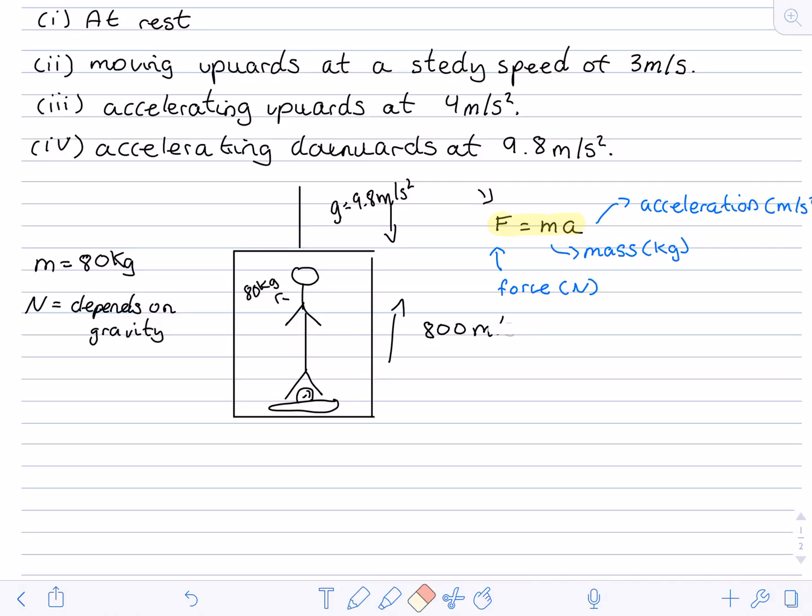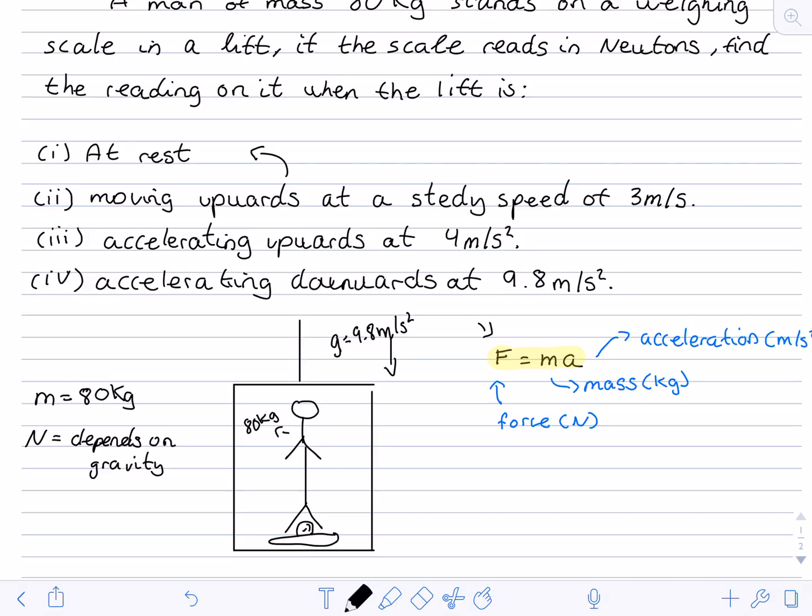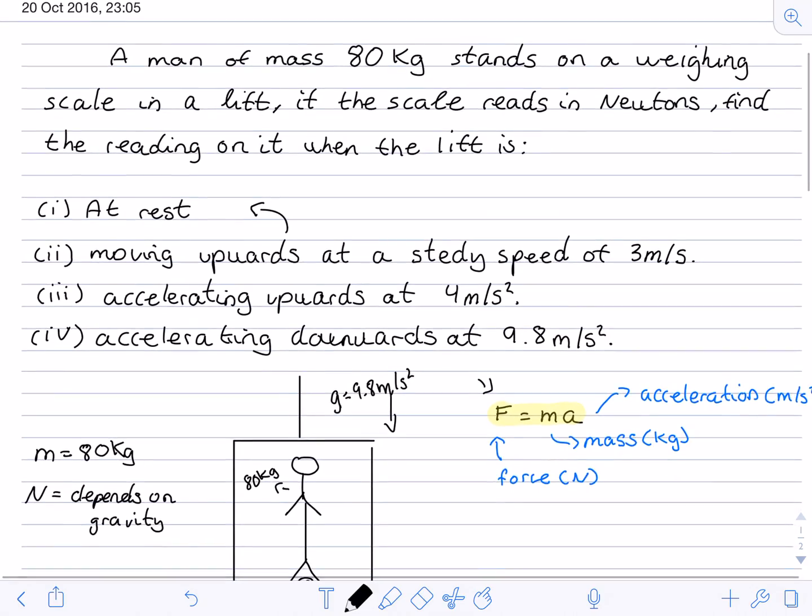So the gravity he's going to experience will be exactly the same. No matter the speed he's going at, the acceleration will be the same. So the result for this question will be exactly the same as this one, because the gravity is the same. Okay, but what happens when the lift is accelerating upwards?